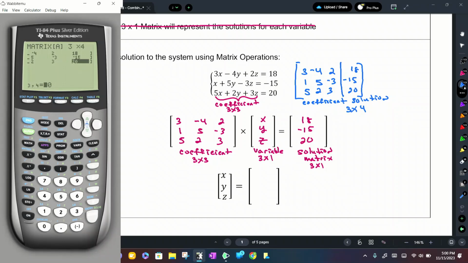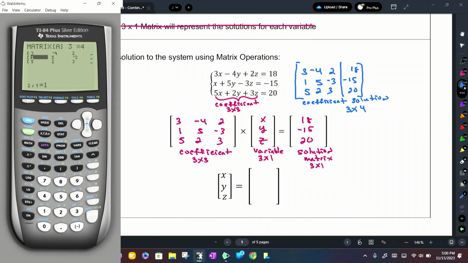It is always a great idea, once we enter these numbers into our calculator, to double check them. So it looks like we have 18, negative 15, 20, 2, negative 3, 3, 4, 5, 2. Let's scroll over this way a little bit. 4, negative 4, 5, 2, 3, 1, 5. Okay, so we've double checked. We need to input our values in the matrix.